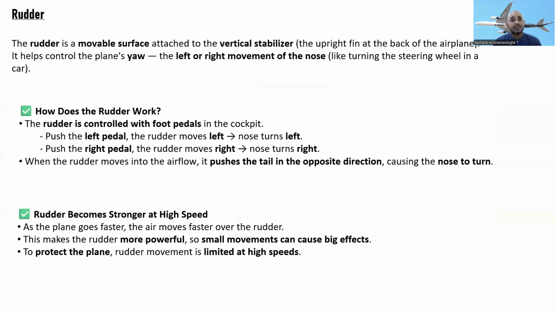The rudder is a movable surface attached to the vertical stabilizer. The vertical stabilizer is the upright fin at the back of the airplane, and it helps control the plane's yaw. The rudder helps to control the plane's yaw, the left or right movement of the nose, like steering the wheel in a car. So how does the rudder work?